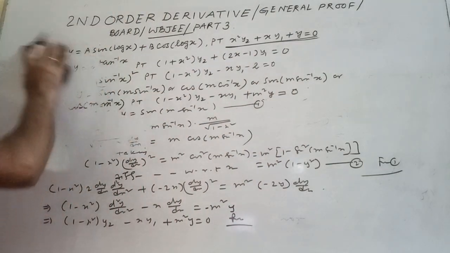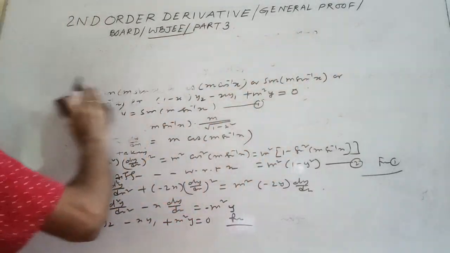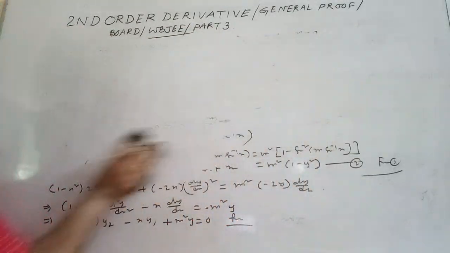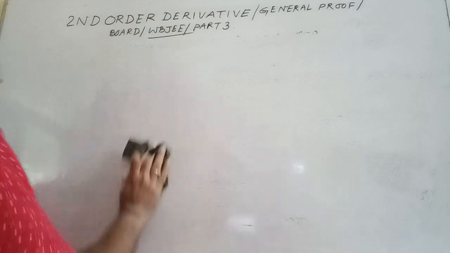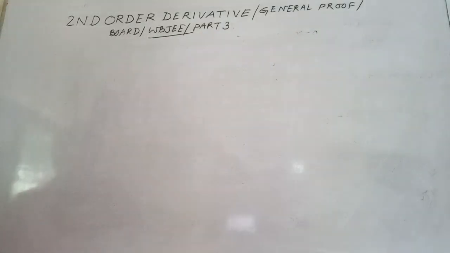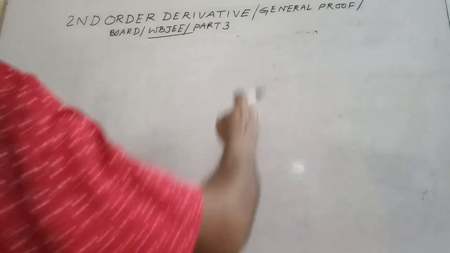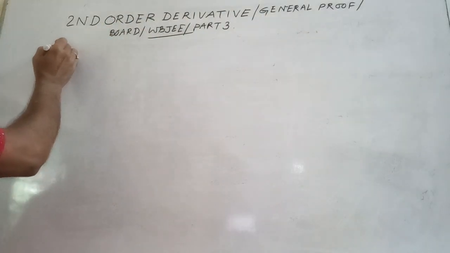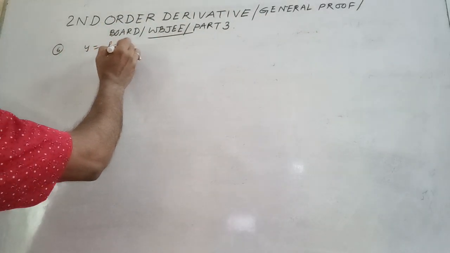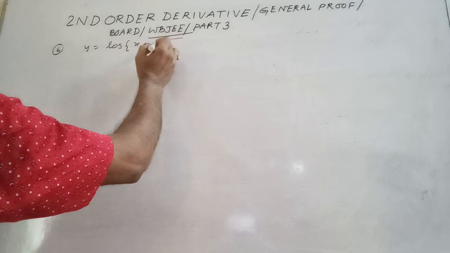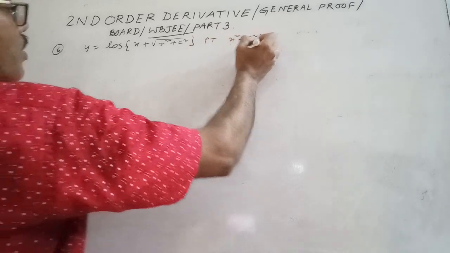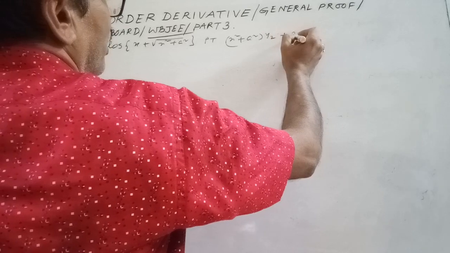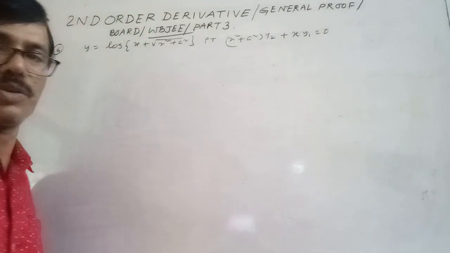Now y is given. So these are most important problems for both. y is given and we are finding an expression involving y2, y1 and y. So write problem number 6. y equals log of x plus root over x square plus a square. Prove that x square plus a square into y2 plus xy1 equals 0.